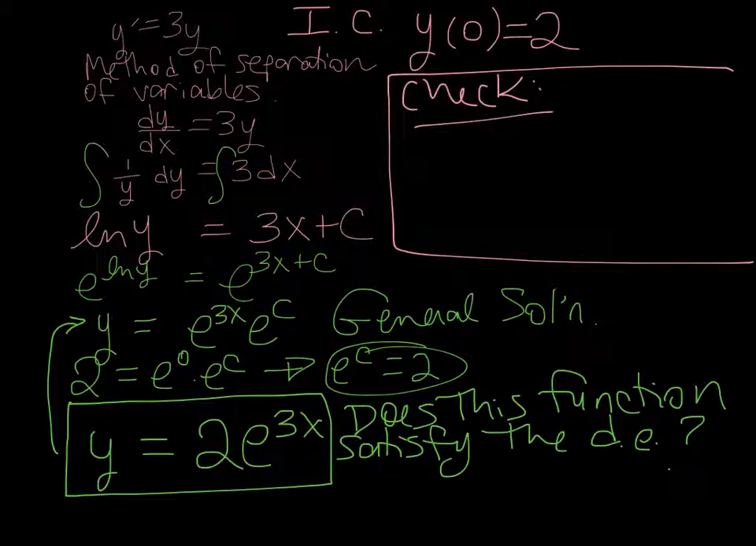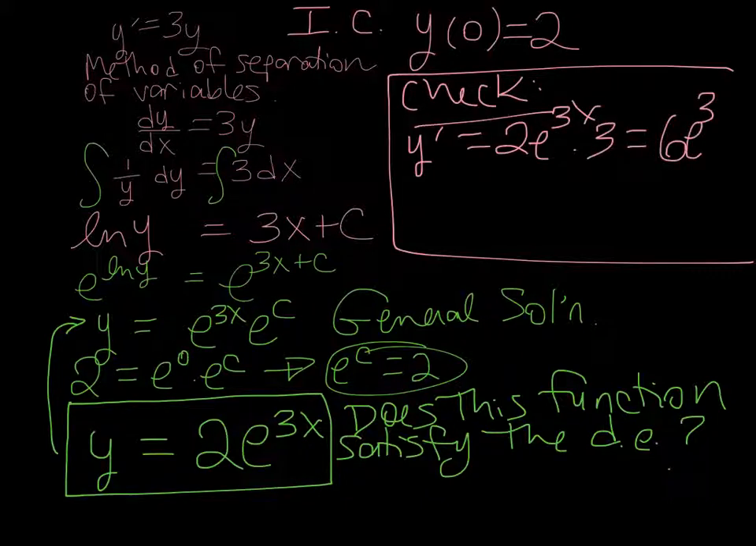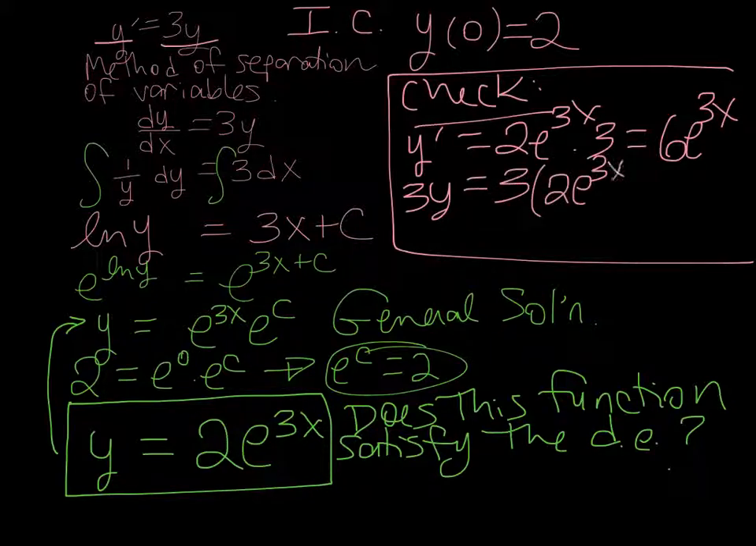I need to see what y prime is. y prime is, I have to use the chain rule, so it's 2e to the 3x times 3, which is 6e to the 3x. And that's the left-hand side, and the right-hand side is 3y. 3y means I take 3 times my function 2e to the 3x, which, aha, that's also 6e to the 3x. So this checks out. And that, in a nutshell, is how to solve an initial value problem using the method of separation of variables.